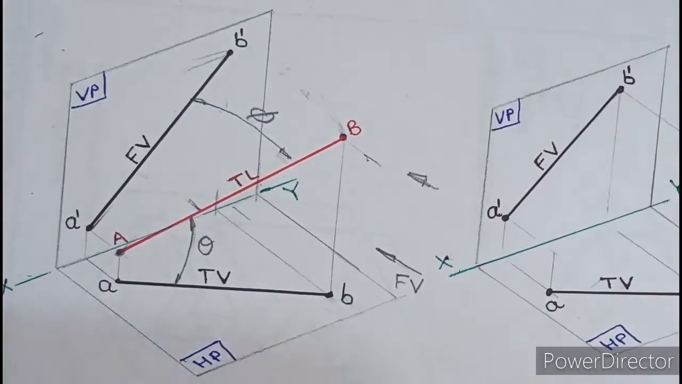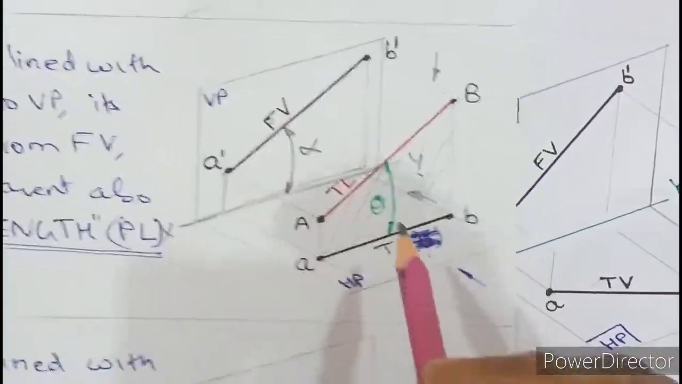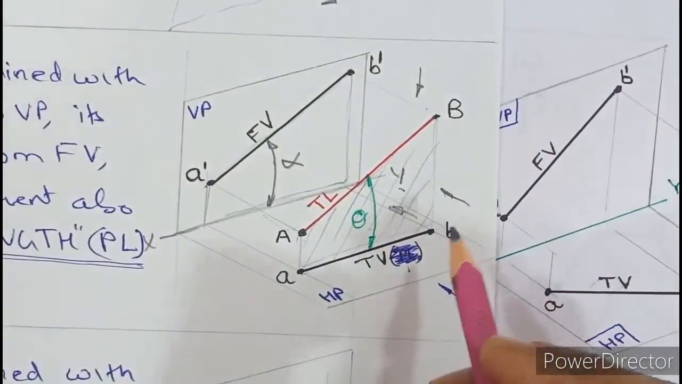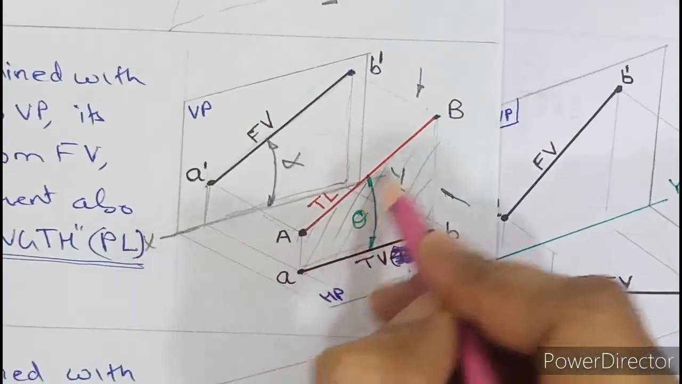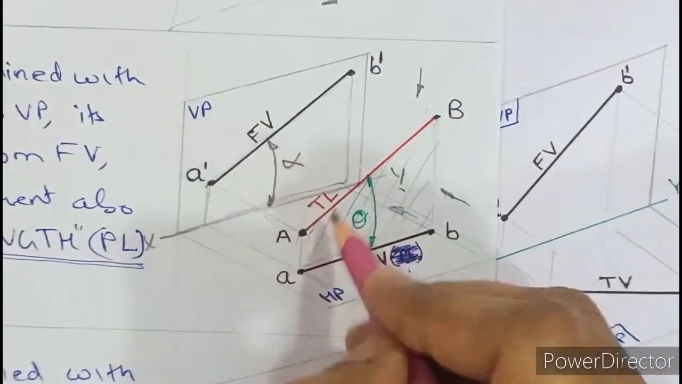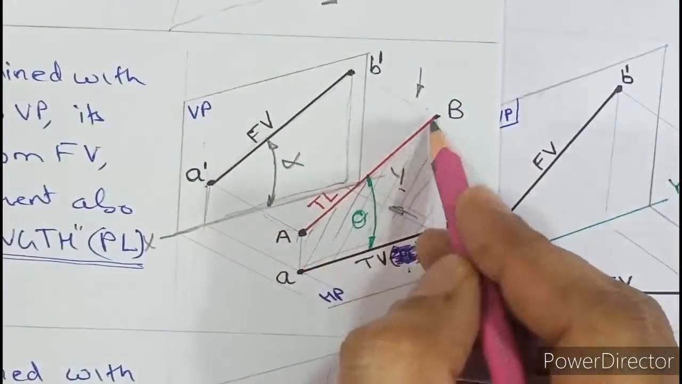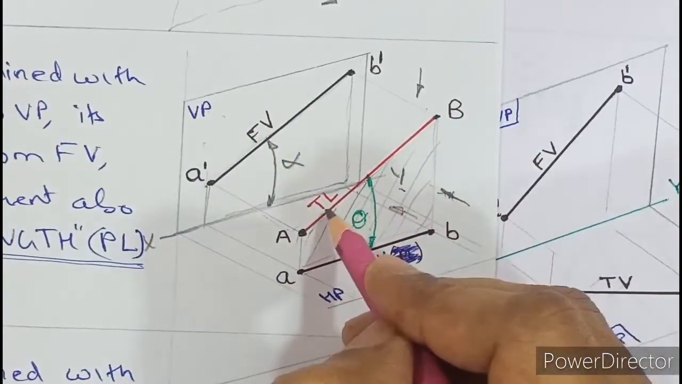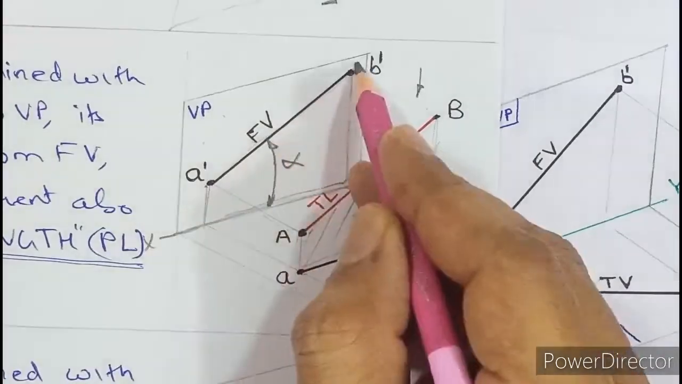So in a nutshell, if I want to see true length in the front view, what is the only condition? The only condition is that this true length should be parallel with the vertical plane. So if you can make a true length parallel with the vertical plane, you can see true length in the front view. As you can see in case number 1, this length is equal to this length because they are parallel.